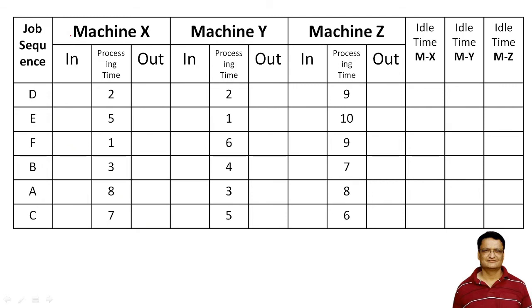As the jobs are supposed to go through machine X initially, then it will go to machine Y, and then it will go to machine Z. This is the in time, when a job will enter machine X. This is the processing time of a job on machine X, which is given in the table, and this will be the out time of a job when it will be out of machine X. Similarly, there will be timings related to machine Y and timings related to machine Z.